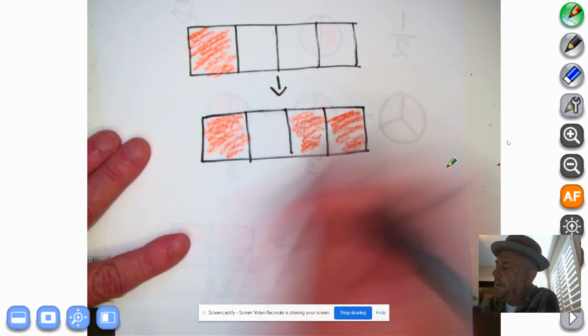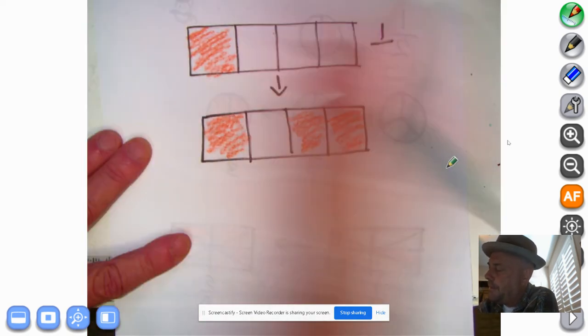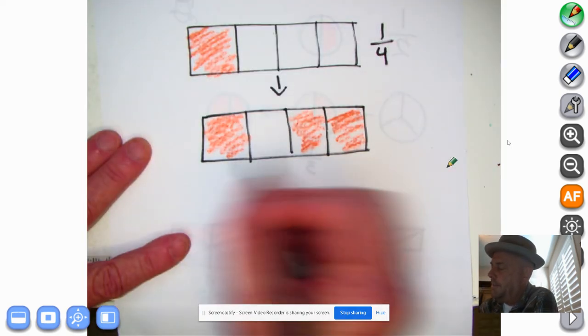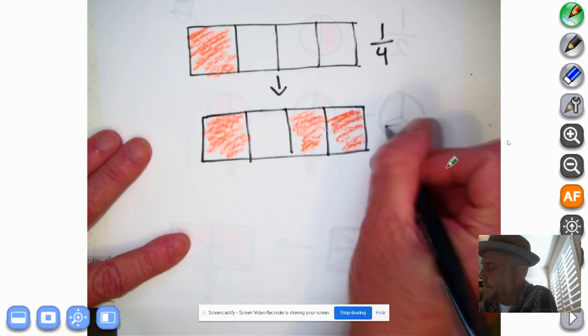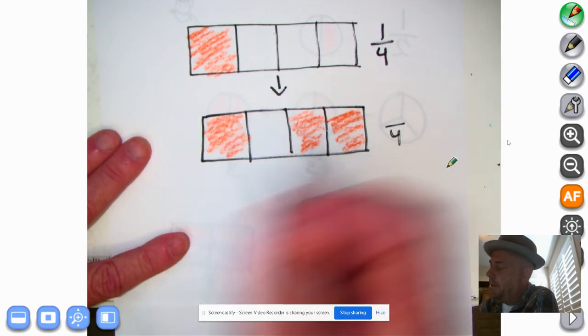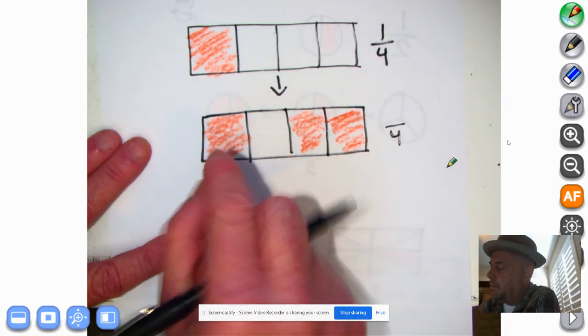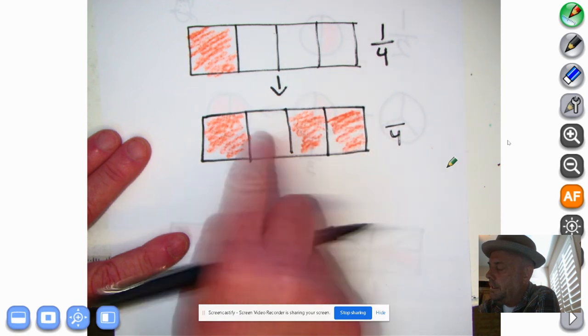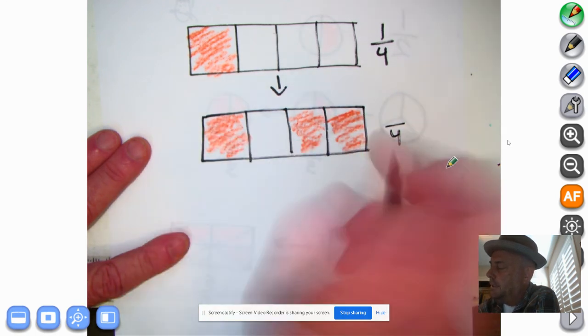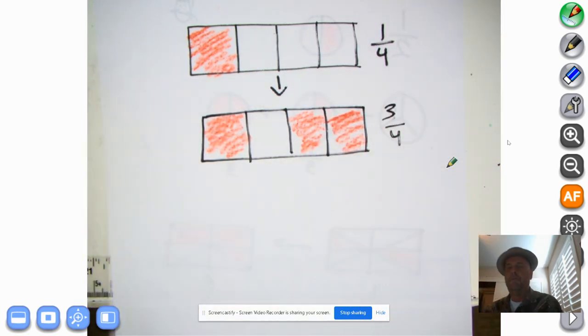What do we have now? Up here we had 1/4. But down here, what do we have? How many total units do we have? We have fourths, right? We did that yesterday. But how many are shaded? What's the numerator? 1, 2, 3. It's okay, we could skip 1. It's still showing 3/4, okay?